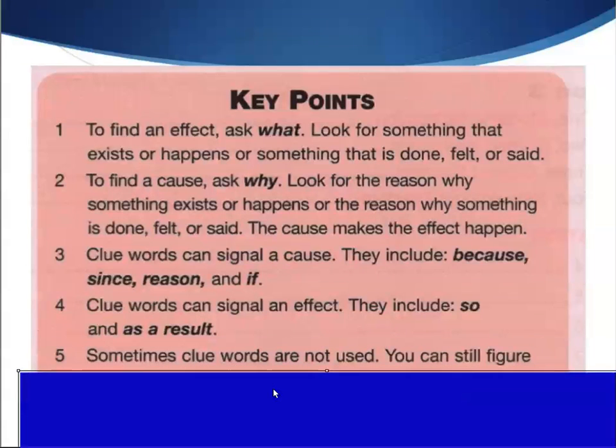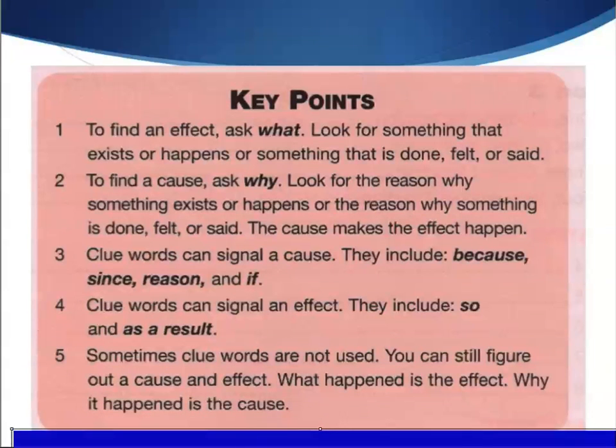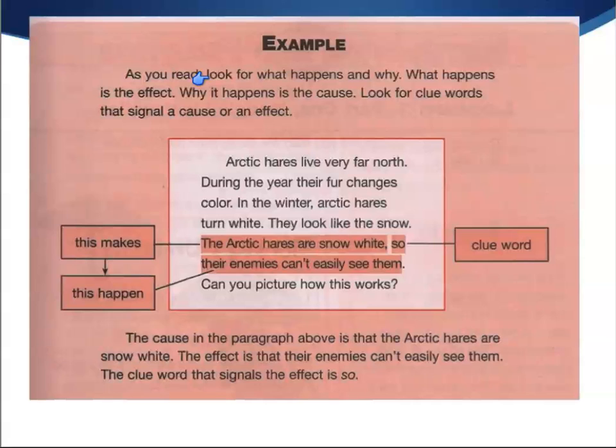But sometimes there's no clue word and you have to think about it. You can still figure out the cause and effect. What happened is still the effect, and why it happened is the cause. So here's an example. As you read, look for what happens and why. What happens is the effect. Why it happens is the cause. Look for clue words that signal a cause or an effect.